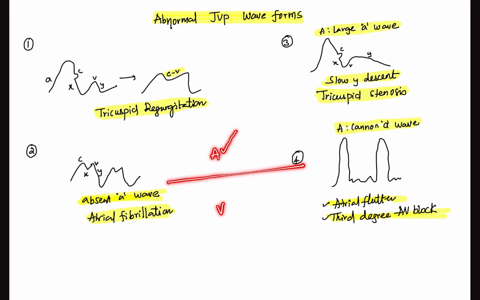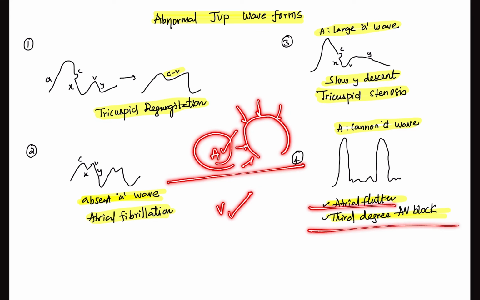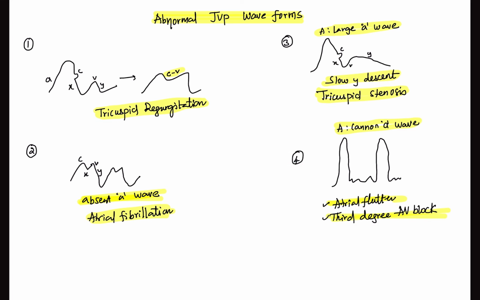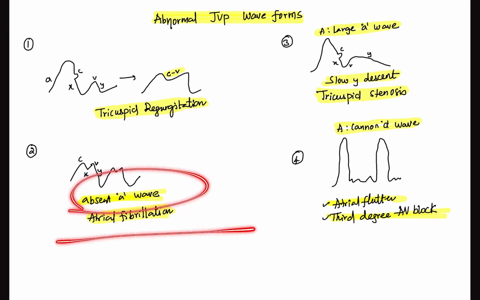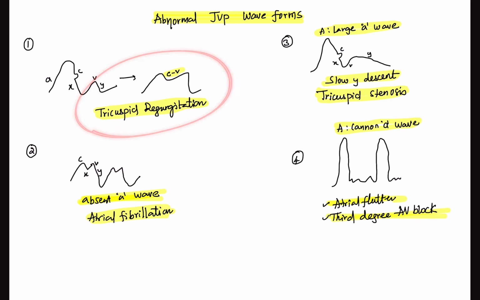That is, the atria is contracting on its own, and the ventricle is contracting on its own. So the atria is vigorously contracting, leading to Cannon A waves. So atrial flutter and third degree AV block will produce a prominent increase in atrial contraction and atrial pressure, leading to Cannon A waves. Cannon A waves are seen in atrial flutter and third degree AV block. Absent A wave is seen in atrial fibrillation. CV wave is seen in tricuspid regurgitation.